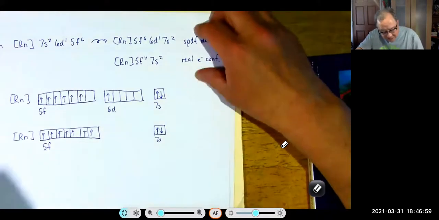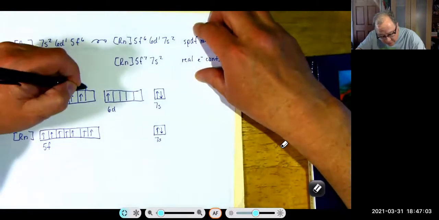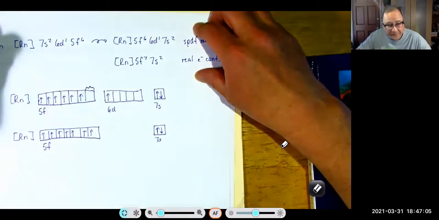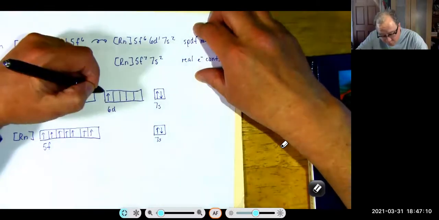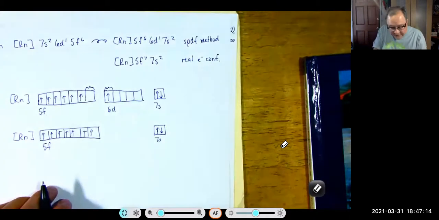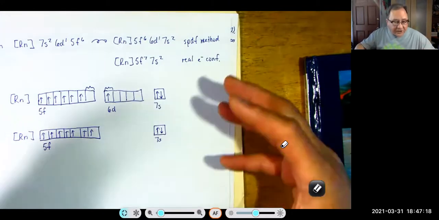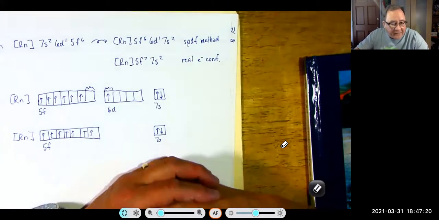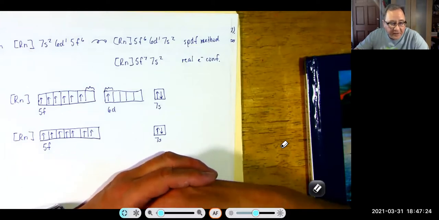Here, can you see with this 5f, there's this little orbital with no electrons in it. And here with this 6d, there's one orbital with one electron in it. So the deal is that you're kind of shoving the electrons into a small space and not letting them spread out. And why would you want them to spread out? The answer is simple. Electrons are all negative. They repel one another.